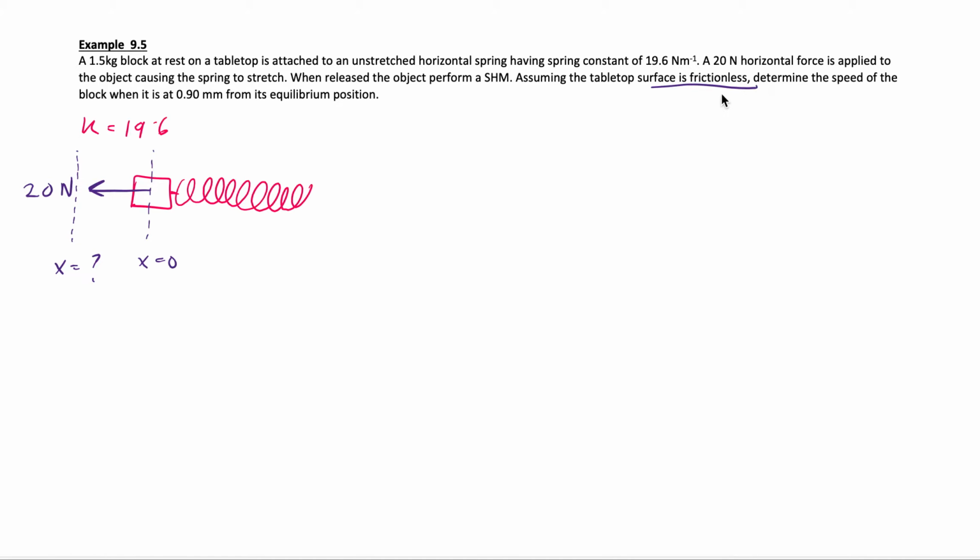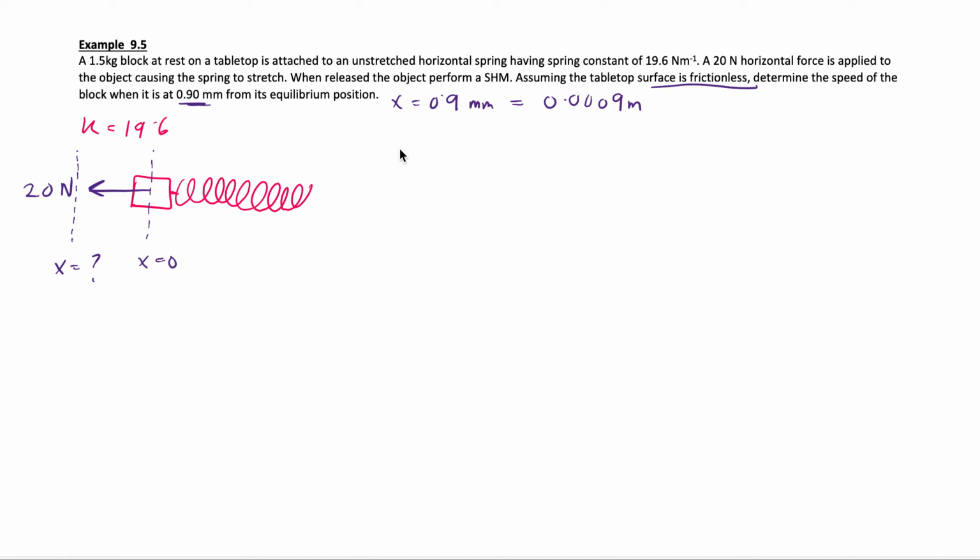It determines the speed of the block when it is 0.9 millimeter. So, what is the speed if x equals 0.9 millimeter? Divide by 1000, 0.0009 meter. So it asks, what happens to the v when x is 0.0009? What is v at this x?